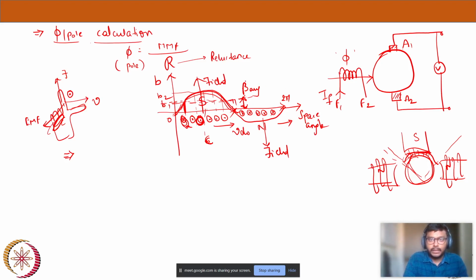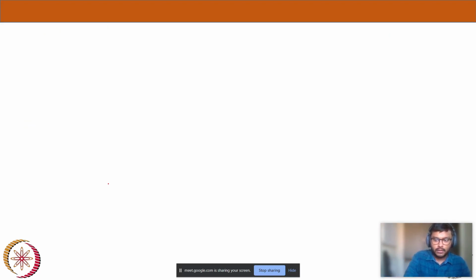But we know that we have to calculate the B average. But how to arrive at the B average? How can we calculate the average value of flux density? That's the question, right? Now, see, I'm just drawing a machine.